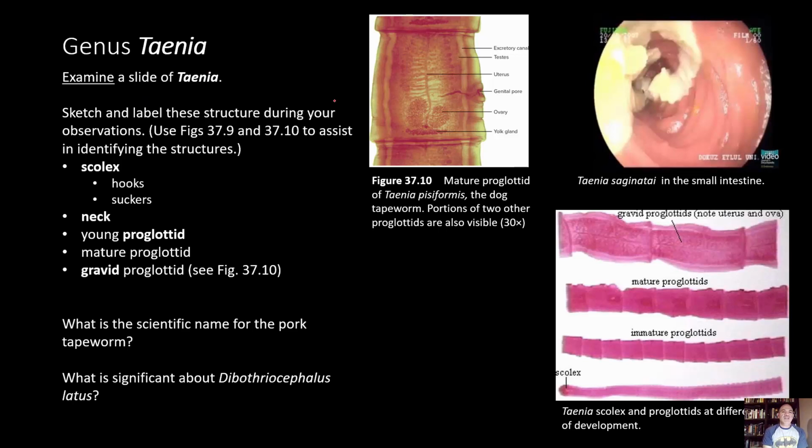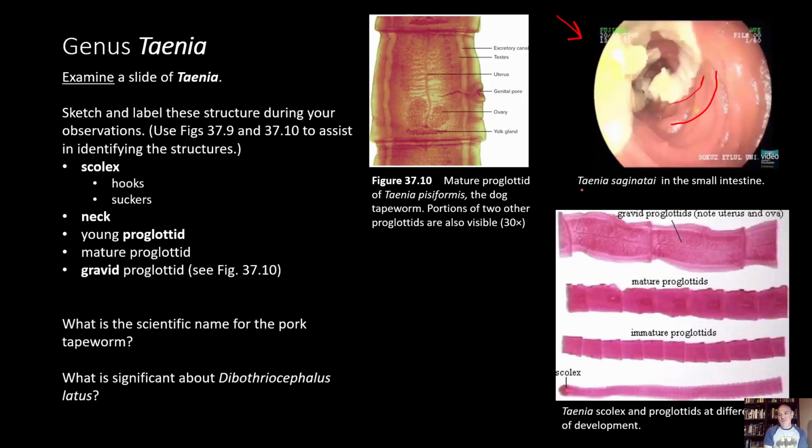And so for Taenia, you're going to look at different sections. I found an image of an endoscope analysis, a picture of the inside of the intestine using a medical scope technique. You've gone into the intestine, and you can see this tapeworm, and you can see all the proglottids going along some of the length of the intestine there.